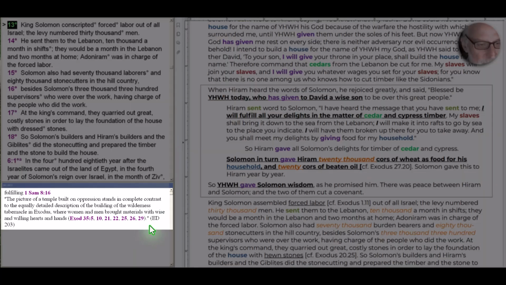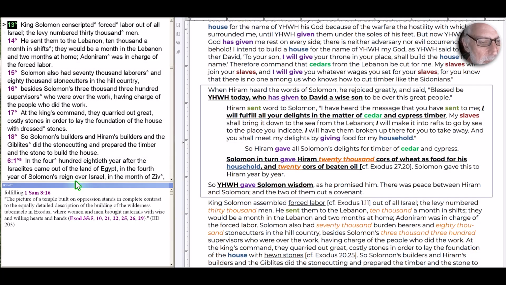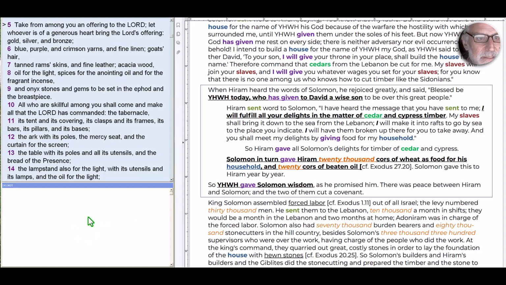As Ellen Davis notes below, the picture of a temple built on oppression stands in complete contrast to the equally detailed description of the building of the wilderness tabernacle in Exodus, where women and men brought materials with wise and willing hearts and hands. And we can look back at one of these elements here. I didn't put that in my chart, but we can see here in Exodus 35 exactly what she's talking about.